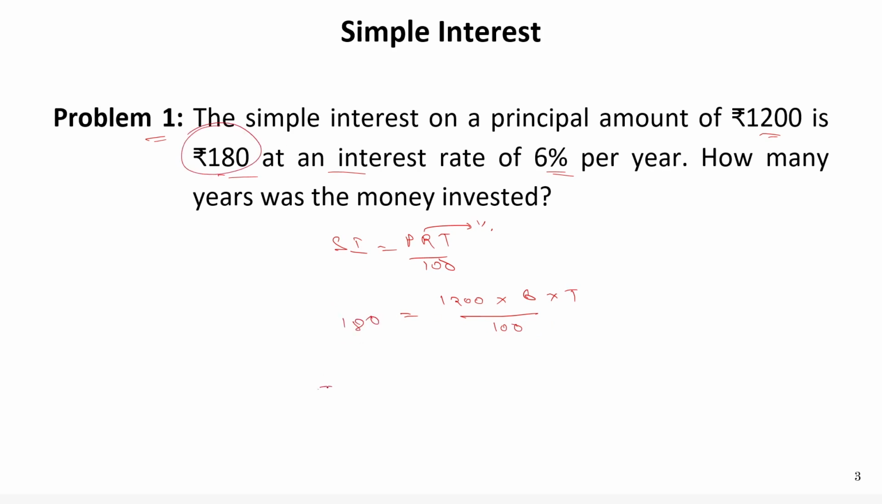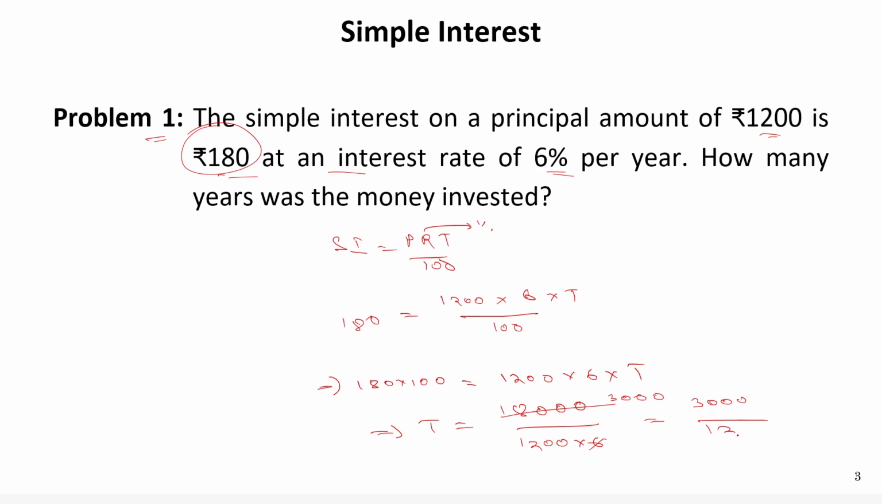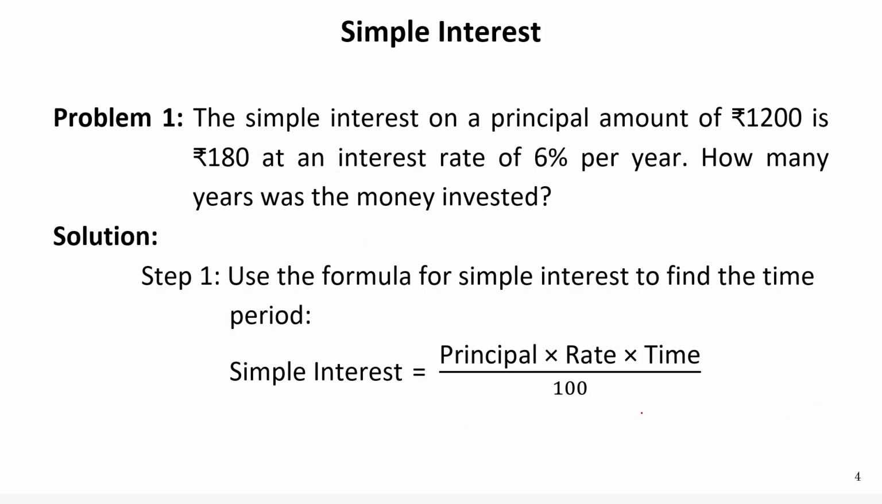So 180 into 100 is equal to 1200 into 6 into T. This implies that T is equal to 18,000 by 1200 into 6. By dividing by 6, we are left with 3000 by 1200. Cancelling these two zeros out, we are left with 30 by 12, which is equal to 15 by 6.